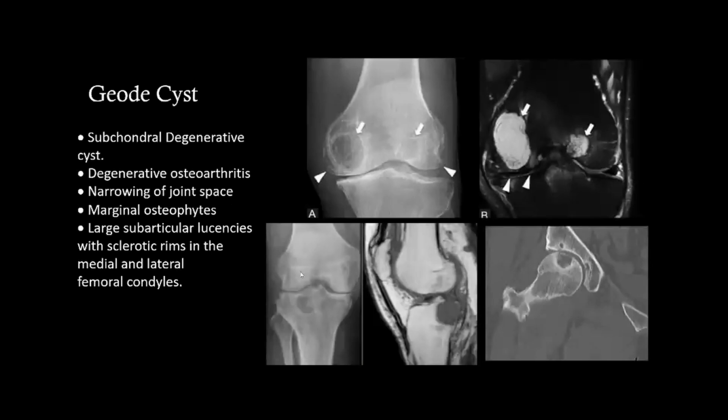Geocyst is one of the features of the degenerative disorder osteoarthritis. Normally it is not so large, but if it is large and more widely established, you have to raise a concern about CPPD or pseudo gout. It is mainly related to degenerative osteoarthritis associated with other features like narrowing and osteophytes, and it could present with large subarticular lucencies with sclerotic rims in the medial and lateral femoral condyles.